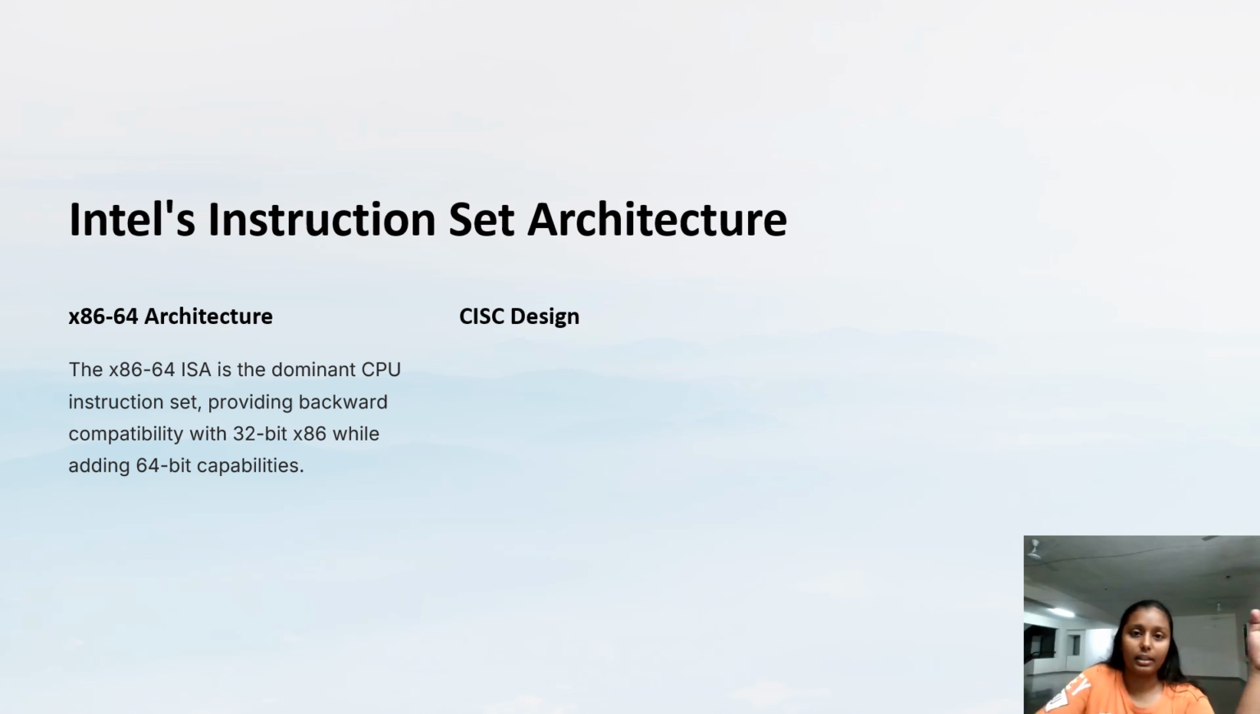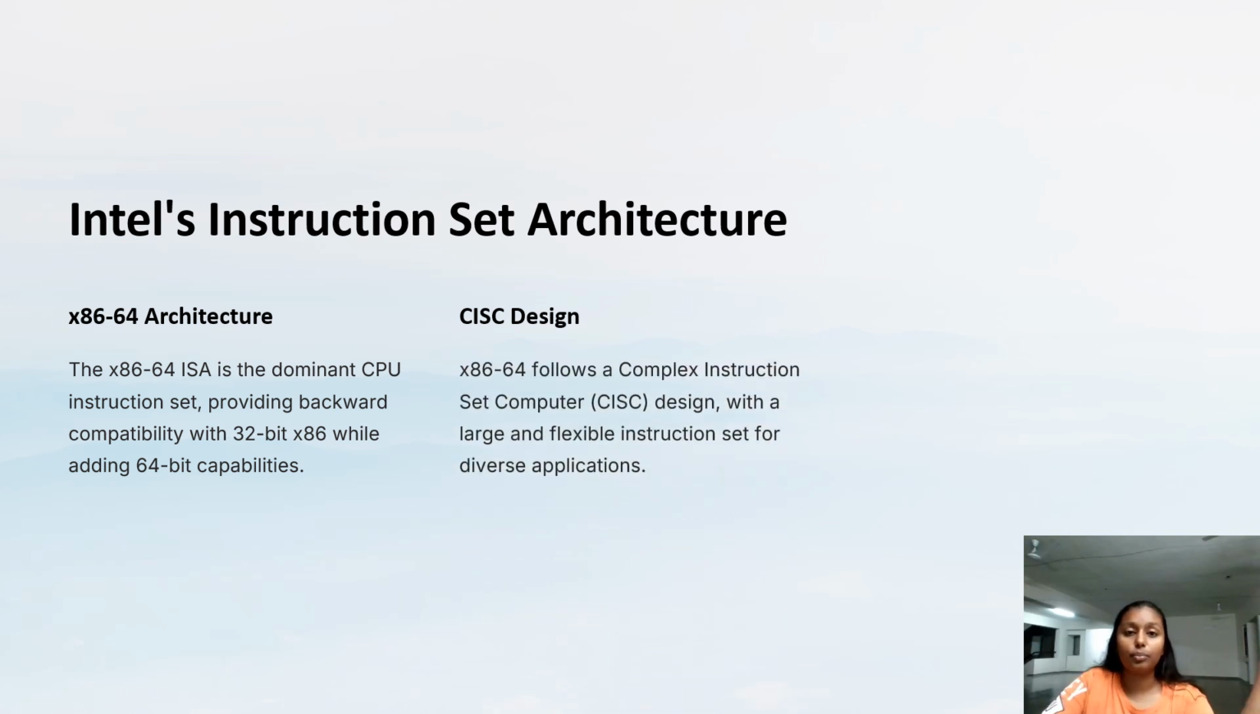Intel's instruction set began with x86, now the 64-bit architecture. It was originally introduced in 1978 with the Intel 8086 processor. It is the dominant CPU instruction set, providing backward compatibility with 32-bit x86 while adding 64-bit capabilities.